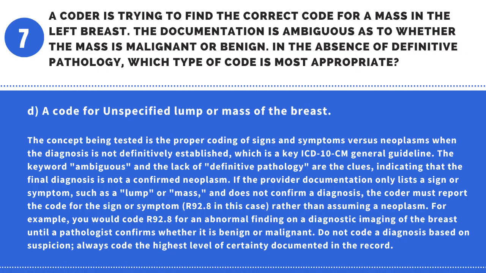than assuming a neoplasm. For example, you would code R92-8 for an abnormal finding on a diagnostic imaging of the breast until a pathologist confirms whether it is benign or malignant. Do not code a diagnosis based on suspicion. Always code the highest level of certainty documented in the record.